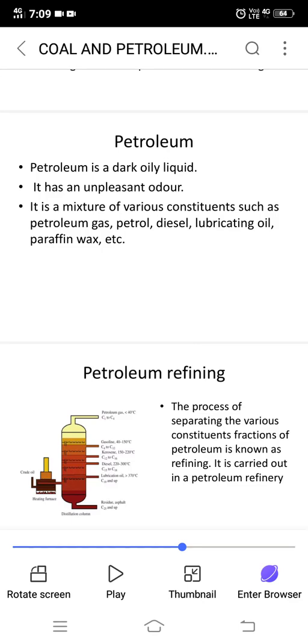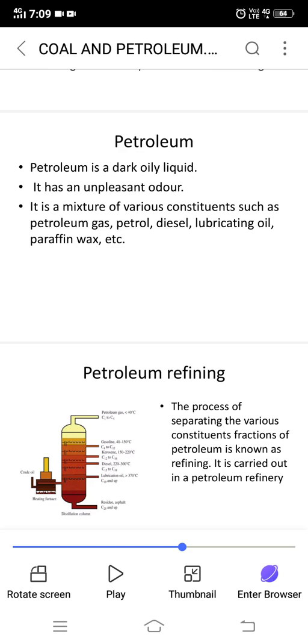Hello students, in our previous topic of coal and petroleum, we had studied about coal and the products of coal. Now we will come to the next fossil fuel, that is petroleum. You have heard about petrol, diesel and all, they come under petroleum. So petroleum is a dark oily liquid. It has an unpleasant odor.